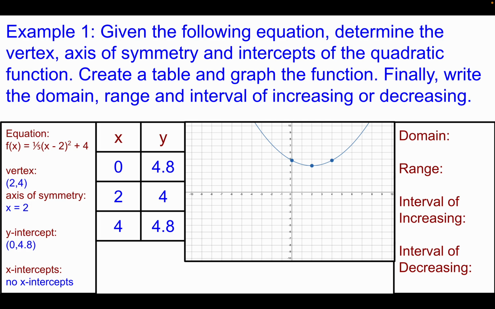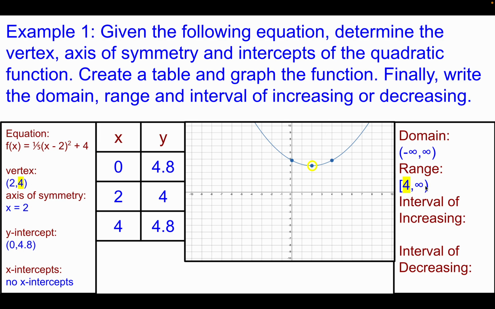For domain, that will go from -infinity to infinity. That's true for all of these, so that's probably one of the easier parts of this. For the range, that's going to go from 4 to infinity. So I'm using my vertex for that. The vertex has a y value of 4. So my outputs for this function can be anything bigger than 4. So I'm going from 4 to infinity.